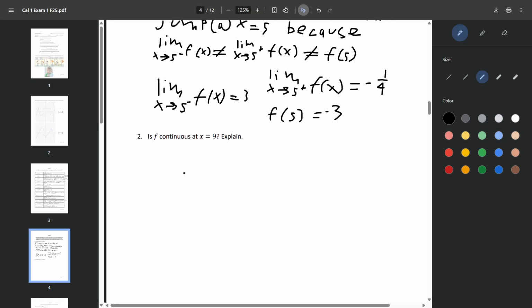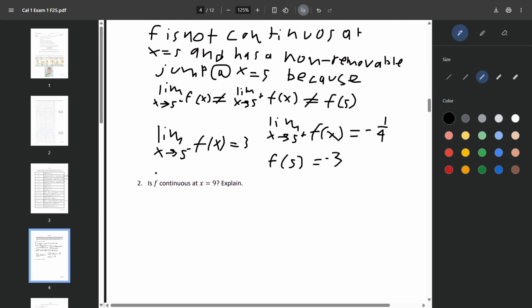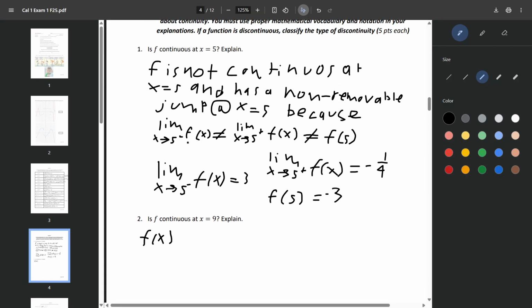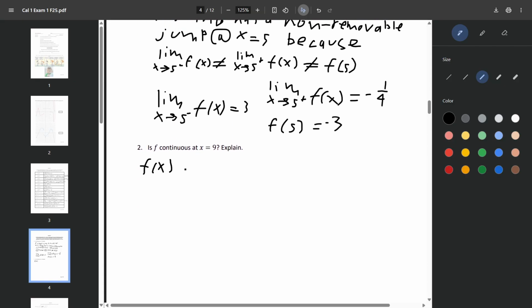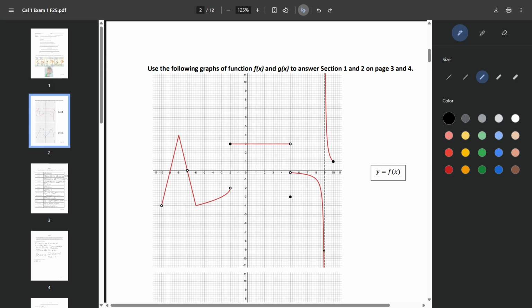So in that case, f of x, we'll write it a bit differently. I like writing things a bit differently so they're not exactly the same as the previous answer. Just something I prefer. f is not continuous. Let's see, let's rewrite that. Oh yes, and because these two are approaching infinities, we have an infinite discontinuity.